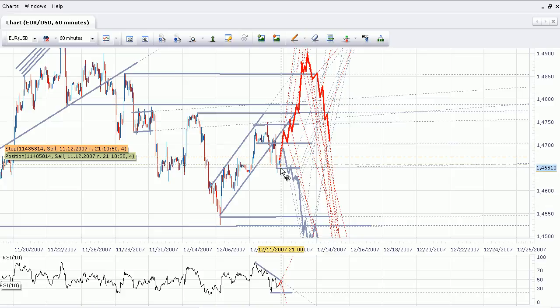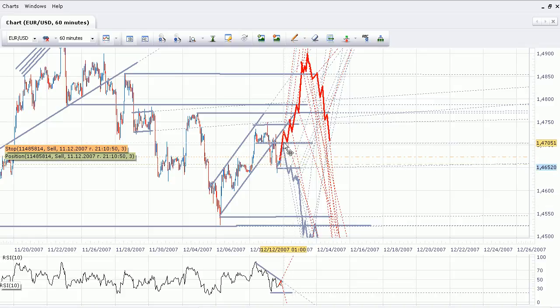Our support level is 1.4651-52, and if we see a close on the hourly chart below this level, we are supposed to sell the currency pair using tight stops, depending on the lot size that you're trading. That should be between 30 and 50 to 60 pips above your entry position.